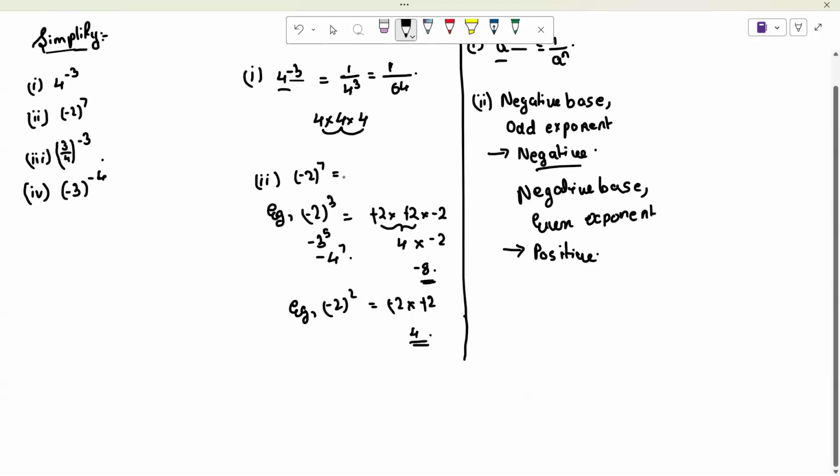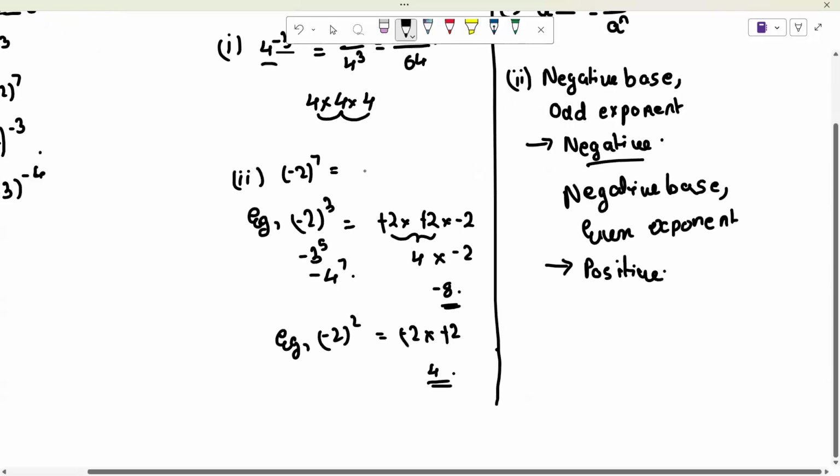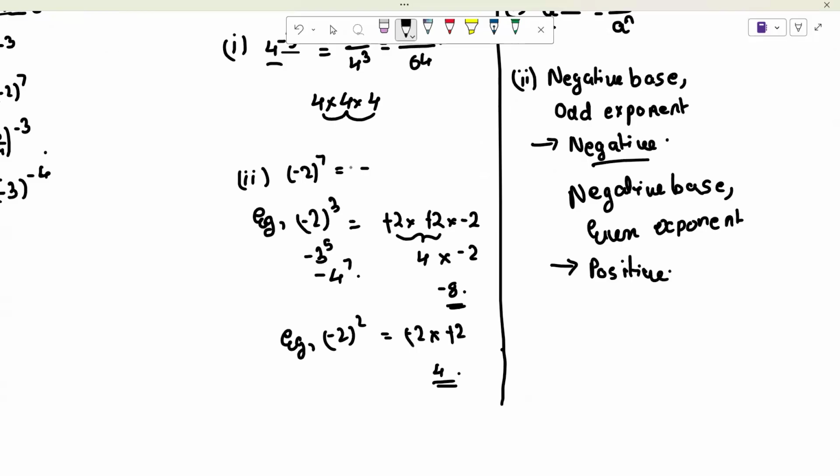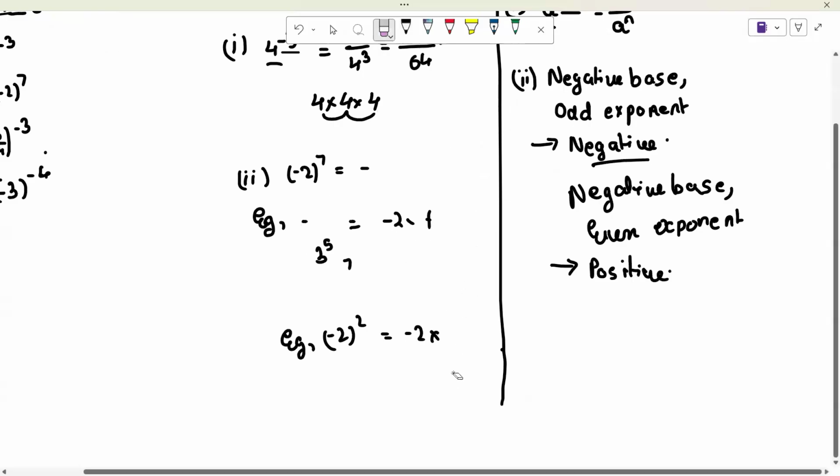Now let's see minus 2 power 7. Minus 2 power 7 has a negative base and, sorry, an odd exponent, which means the answer will be negative. Now let's erase all these examples and start our solution for this question.